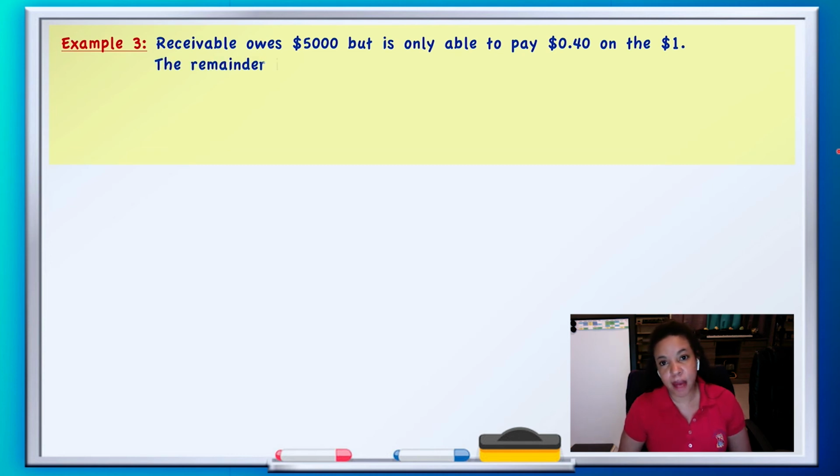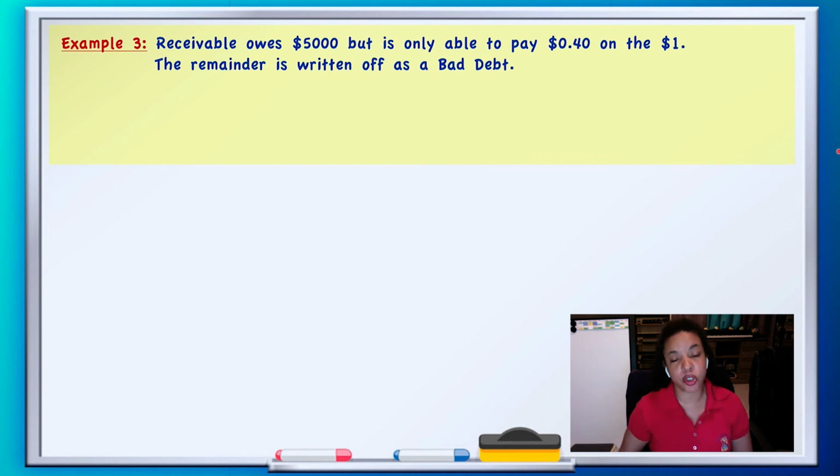Just like the other example, the remainder that is uncollectible, we, the business, are going to write it off as a bad debt. How much is your bad debt? 60%. That's the remainder. If you paid 40%, that means the rest of it, 60%, is the bad debt that was written off. So what are your journal entries?